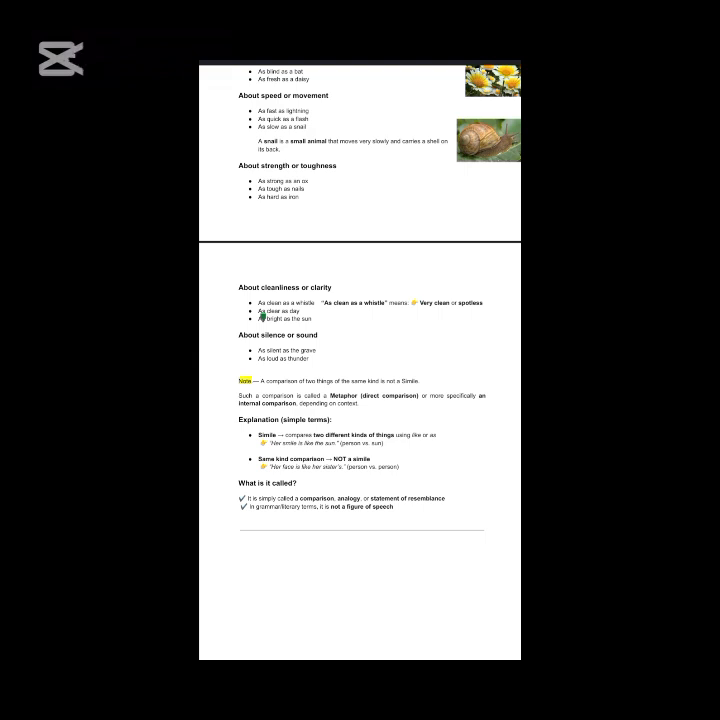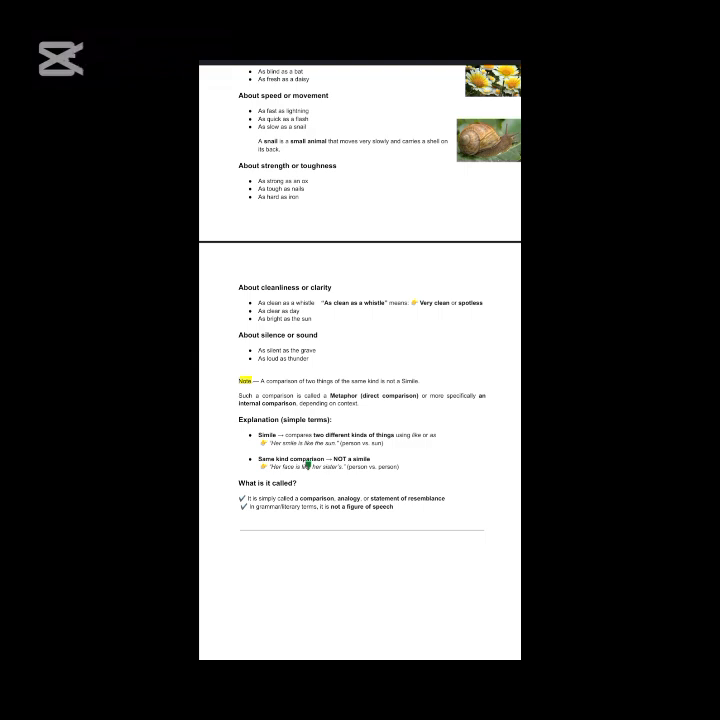Wow. A very important note you have to know about simile is that a comparison of two things of the same kind is not a simile. So, what is this then? Just like in this example, you can see a simile compares two different kinds of things using like, as, or so. For example, her smile is like the sun, means the person versus the sun. Her smile is compared to the sun.